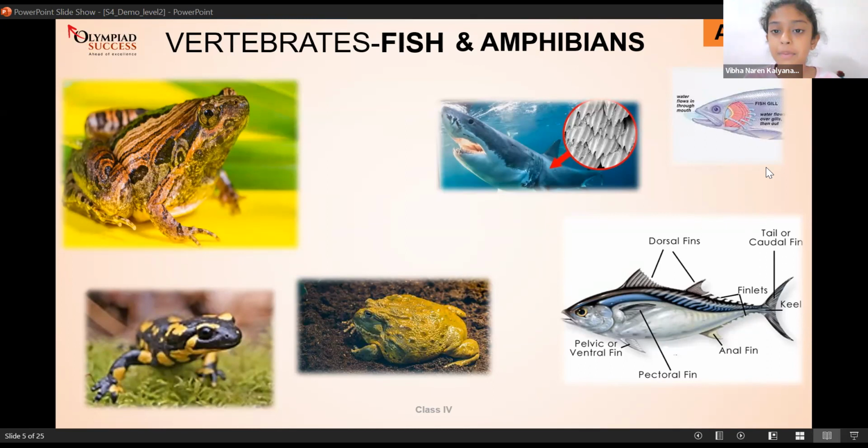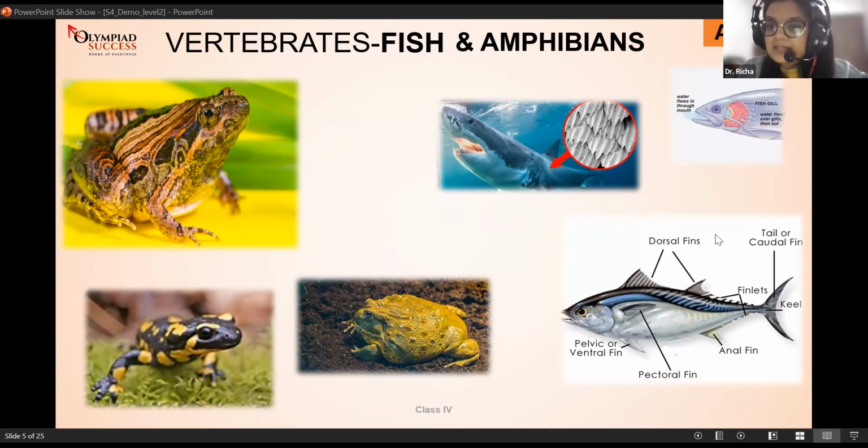Streamlined bodies are bodies in which the ends, the starting and the ending point are narrow and the middle is broad. Exactly, very good. This is streamlined body. When the front part is narrow, the end tail part is narrow, and the middle part is bulging. It is wider. What happens when they have such kind of body? They can easily pass through the water. That is why fish have streamlined body.